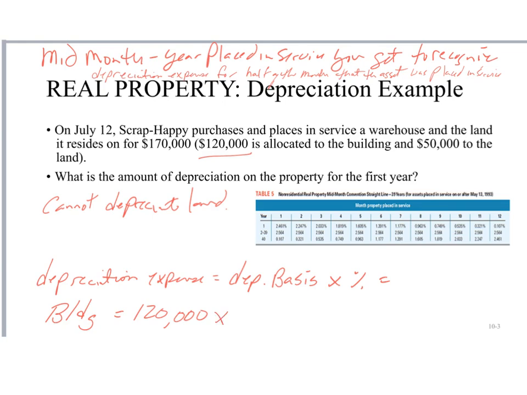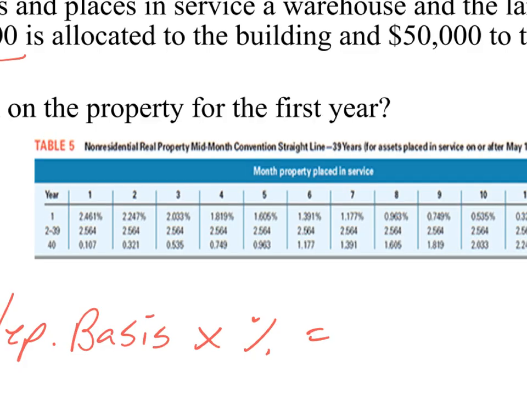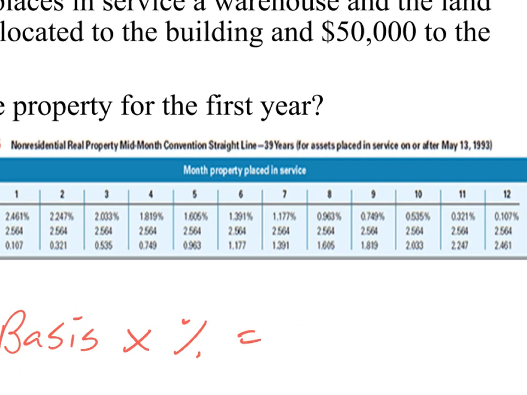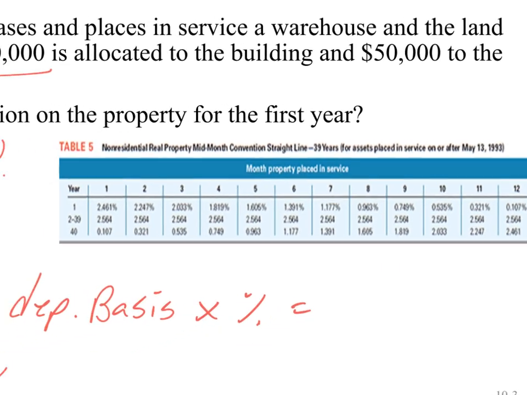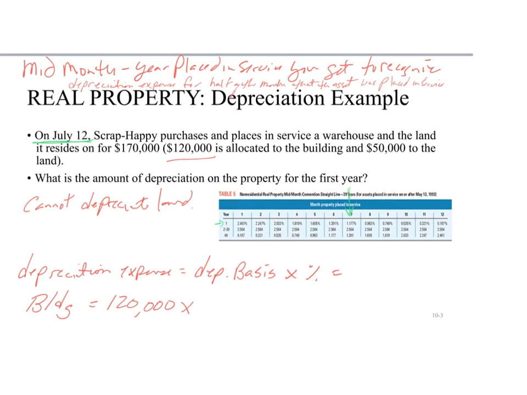So this problem tells us that they placed it in service on July 12th. So we need to go and look at our chart for non-residential real property, mid-month convention, straight line for assets placed in service on or after May 13th, 1993. And now we place this thing in service in July. So what month is July? July is the 7th month. So that's our column. We're talking year 1. So our percentage is 1.177%.